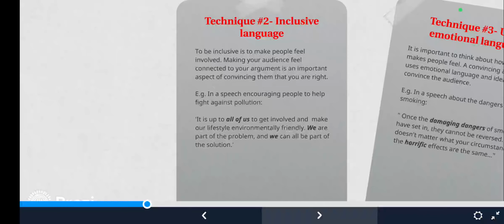As you can see, we give the audience a sense that they are involved in the thing that you're trying to sell or the service that you want to provide. So if they feel involved, they are more likely to buy the thing that you're selling.